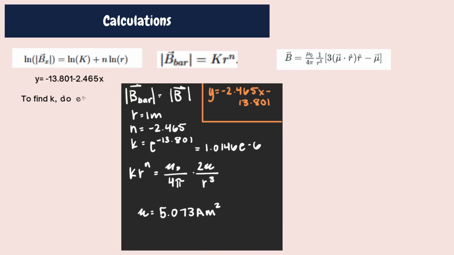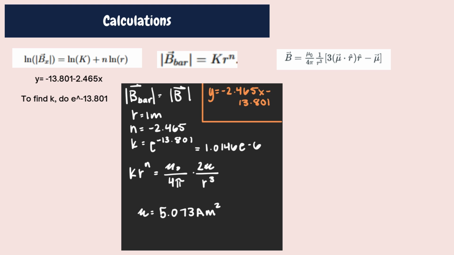So on GlowScript, there is a section where it's like mu mag equals. You actually have to calculate this before you can type that in, using all three of these formulas. So we can manipulate what we just found. Instead of it being y equals negative 2.465x minus 13.801, we can change it to be y equals negative 13.801 minus 2.465x to match the formula above.